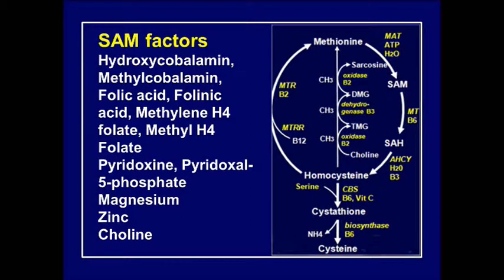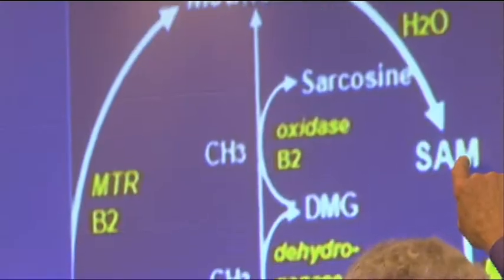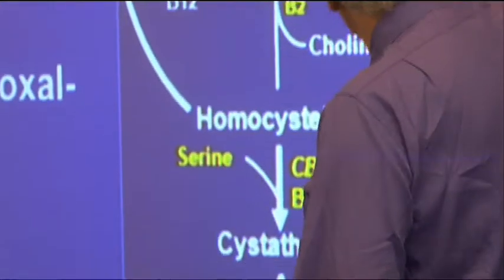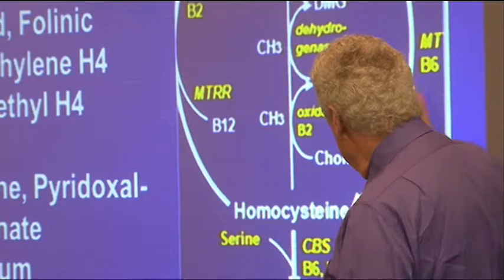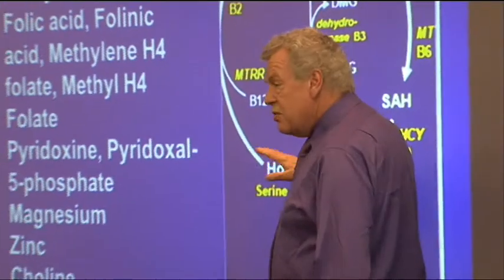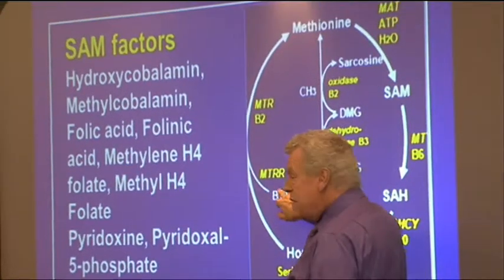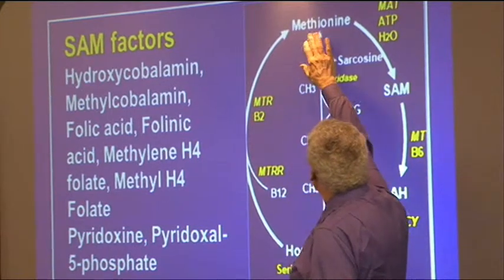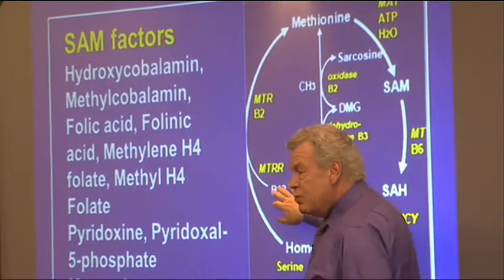Okay? So this is the important part here. If we want to make more S-adenosyl methionine, we don't want to metabolize all our methionine down this route to cysteine, because we'd only make a certain amount. So what we want to do is recycle the homocysteine, which is why we have this pathway, which requires methylcobalamin, or B12, to take you back to methionine to make more SAM again. So in order to make more SAM, you need more B12.